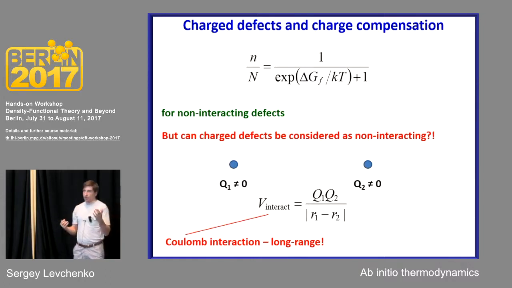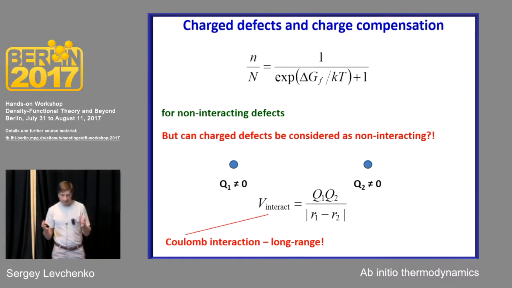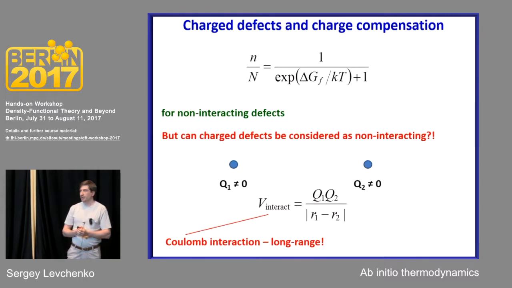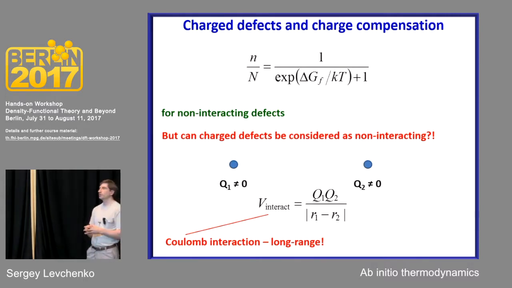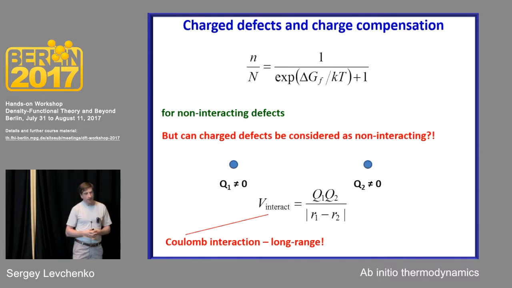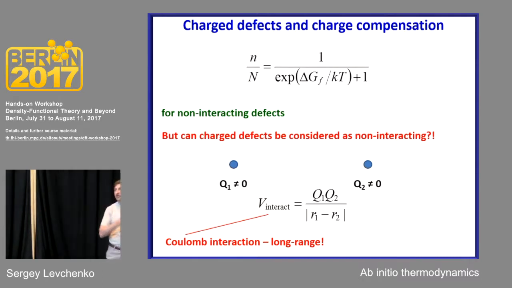As I mentioned, we assumed that the interaction between the defects is such that most of the configurations of possible distribution of the defects between the sites are quasi-degenerate or degenerate. But this is not always the case, and one important example are charged defects. If we have charged particles, right, they interact, and the interaction is very long range. It decays very slowly.